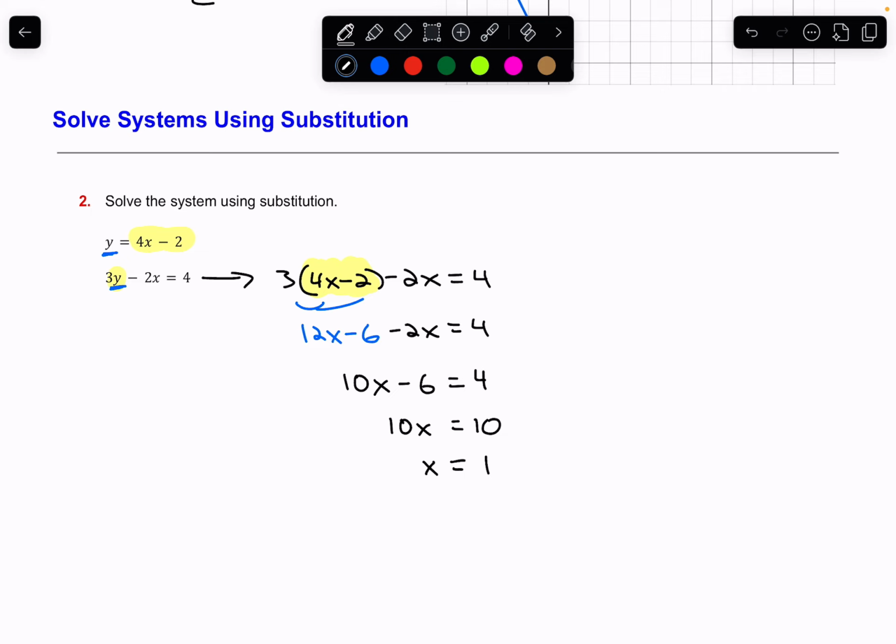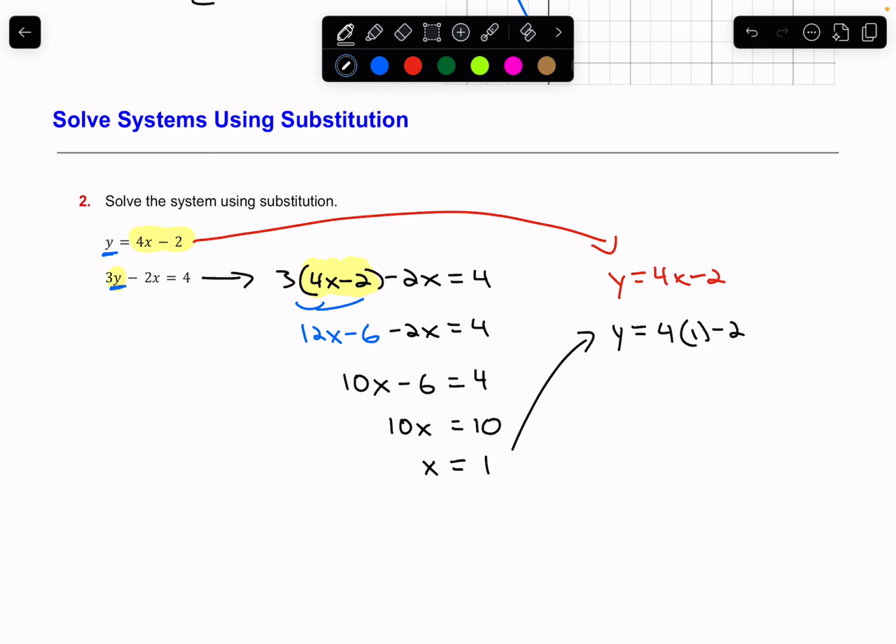But we need the other half of the answer, so I need to take the other equation, y equals 4x minus 2, and plug in this x equals 1 I just got. So when I do that, I'll get y equals 4 times 1 minus 2. 4 times 1 is just 4. 4 minus 2 is 2. So I get y equals 2. Now my answer is the coordinate x equals 1, y equals 2. So it's the whole thing, 1 comma 2.